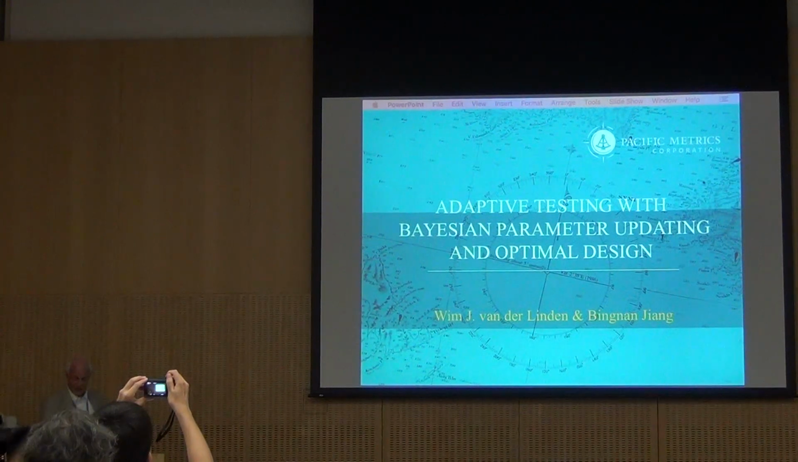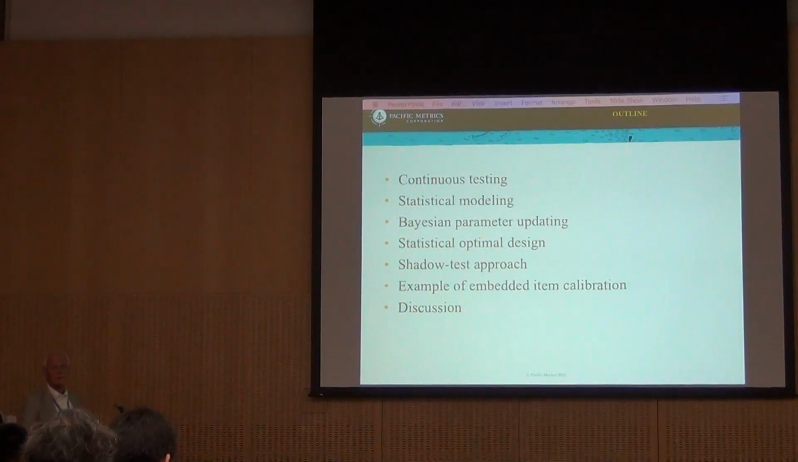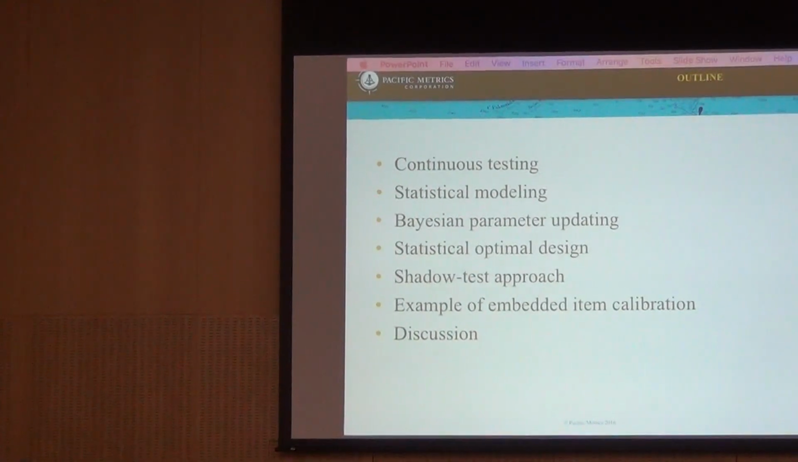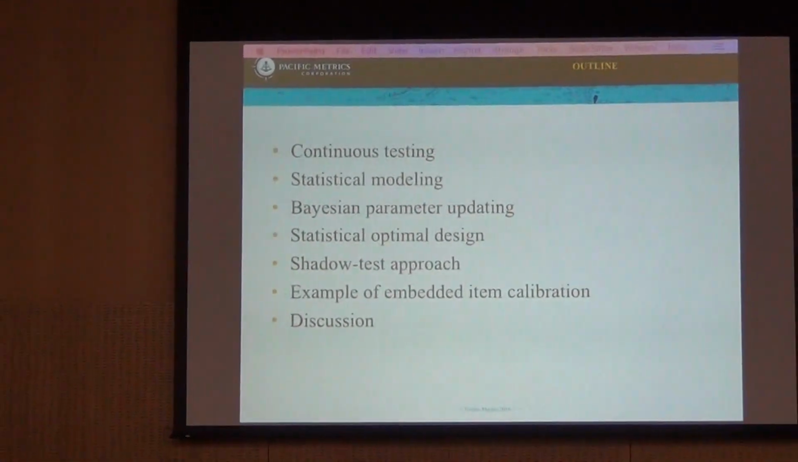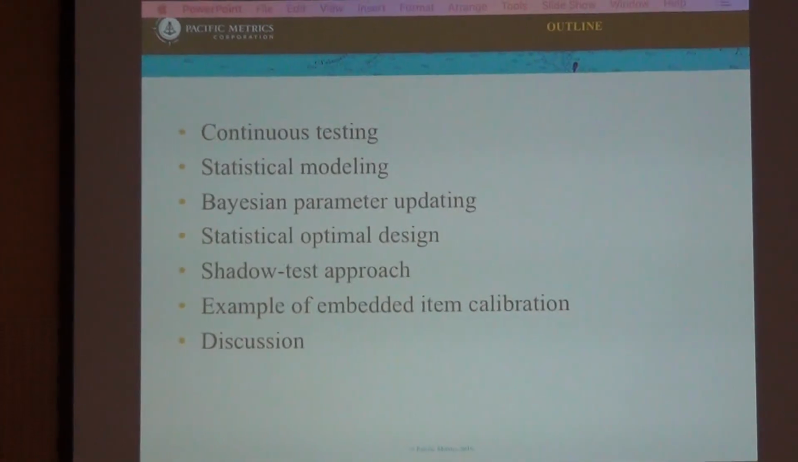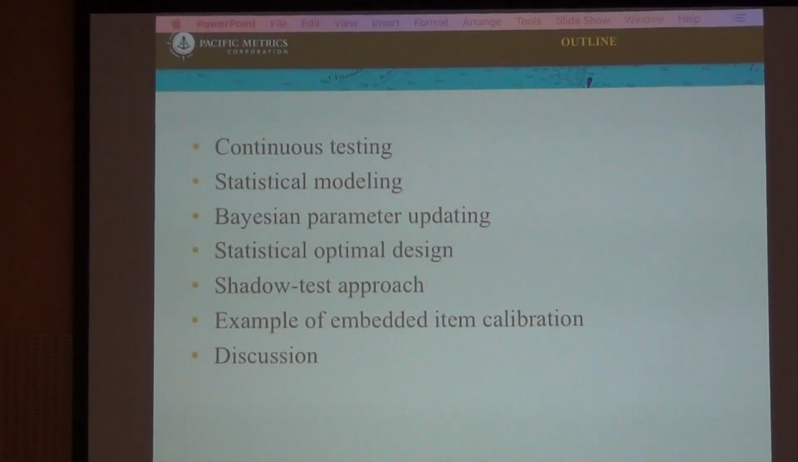So let me just get started. And this is what I'm going to do. I talk about continuous testing, and that's where it interfaces seamlessly with the keynote we just heard. Then I talk about statistical modeling, Bayesian parameter updating, optimal design, shadow test approach, and then illustrate everything using the case of embedded item calibration.